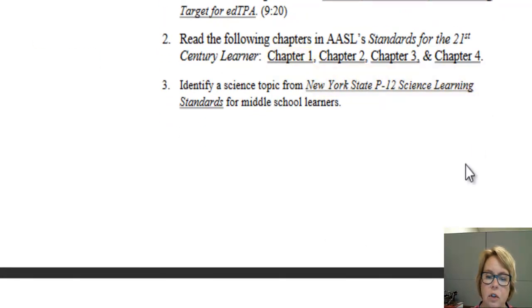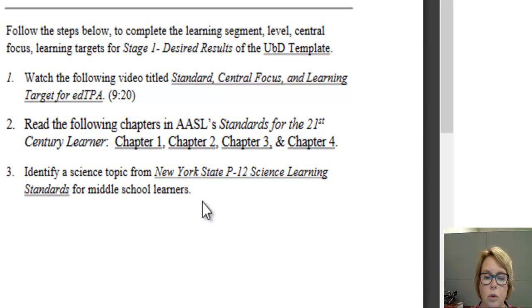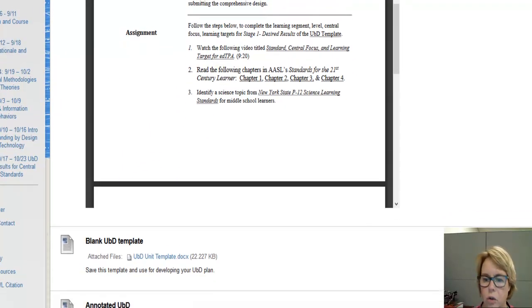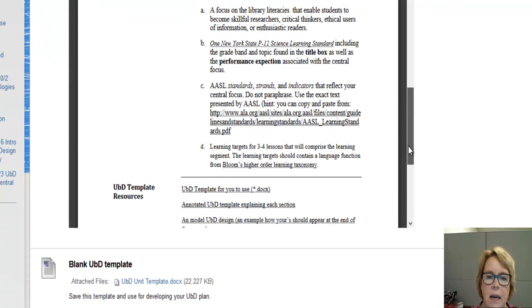Also, I have links to 4 chapters within AASL Standards for the 21st Century. That's where you will become familiar with how to read those standards and choose those standards that are going to align best with your central focus. Okay, and then also I've included a link to the New York State Next Generation Science Standards that you've used already, and you've done a really good job of making sense of them because they are a little tricky to understand.